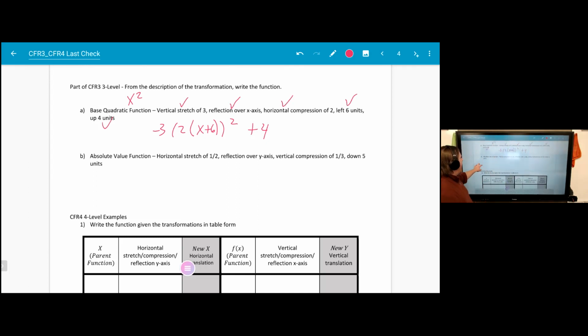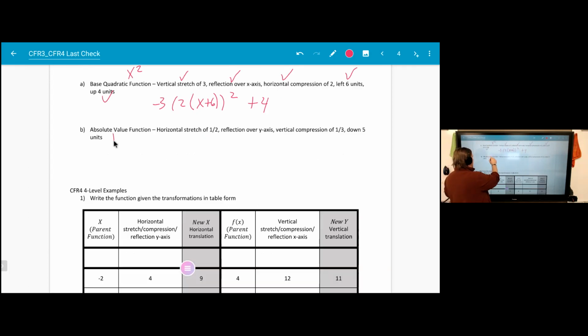Fantastic. Absolute value function. I'm going to be working from something that looks like that. Let's see, do I have anything vertical? Okay, vertical compression of 1/3. Let's see in here, horizontal stretch of half. Ooh, and a reflection over y, so negative half, times x, and then this doesn't move left or right. So I didn't need the parentheses, but you could put them in there if you wanted to. And then down 5. I'm going to call these g of x, because I can.